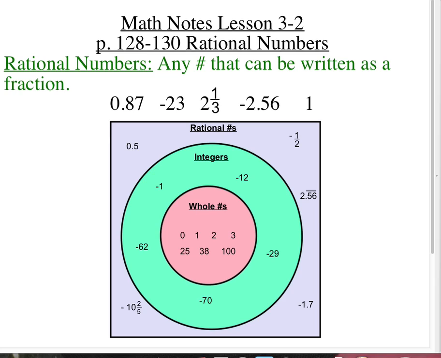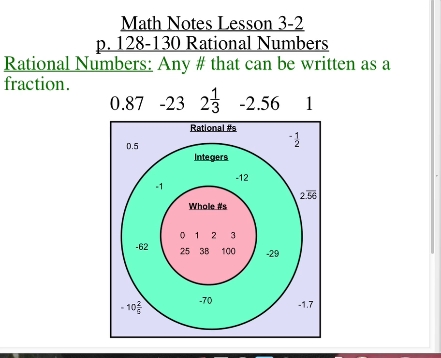So if we start on the innermost balloon, that's that pink circle called whole numbers. Any number from 0 on up, anything that's in the positive end of our number system that doesn't involve any decimals or fractions. So again, there's some examples there, 0, 1, 2, 3, 25, 38, 100. Those are all whole numbers. The whole number bubble only contains numbers like that, right? There's no negatives, there's no decimals, there's no fractions. But that balloon is inside the integer balloon.